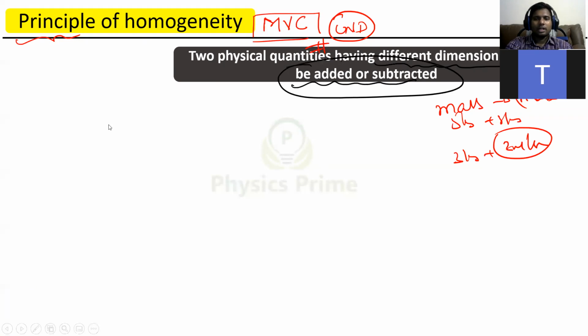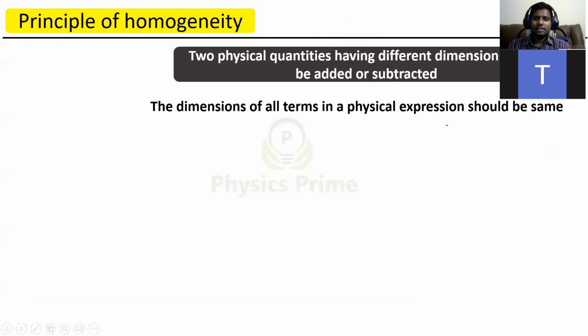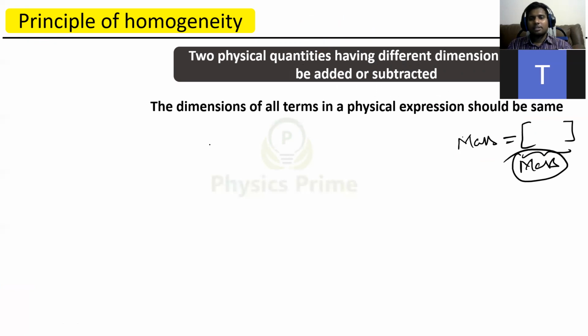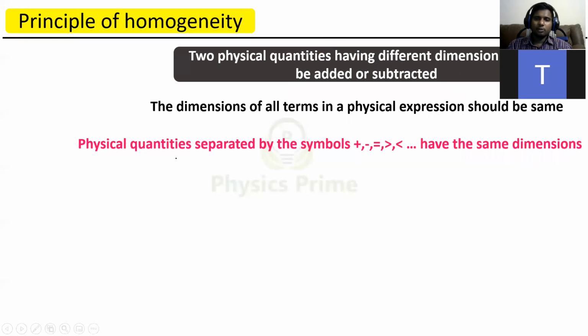So the note point is, what does that mean? The dimensions of all terms in a physical expression should be the same. That means suppose you want to say total mass is equal to something; whatever quantity is present on the right side should be mass or not? Yes, sir. So the dimensions of all terms in a physical expression should be the same. You can make this note point in your notes.